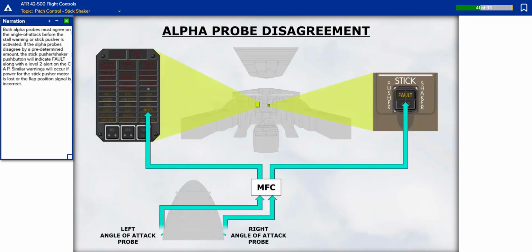Both alpha probes must agree on the angle of attack before the stall warning or stick pusher is activated. If the alpha probes disagree by a predetermined amount, the stick pusher shaker push button will indicate fault, along with a level 2 alert on the crew alerting panel. Similar warnings will occur if power for the stick pusher motor is lost or the flap position signal is incorrect.